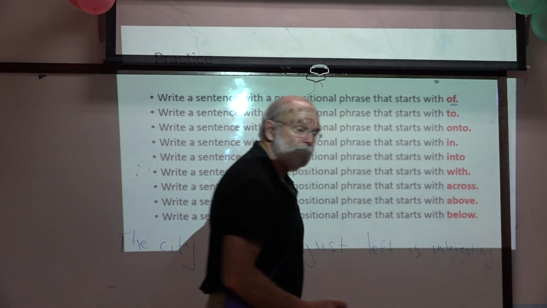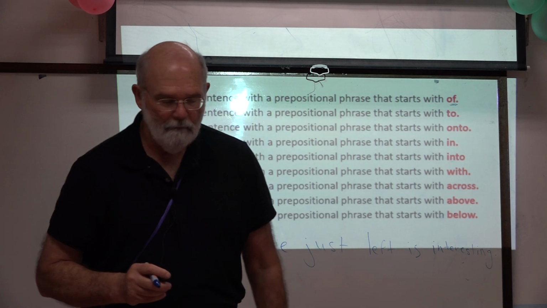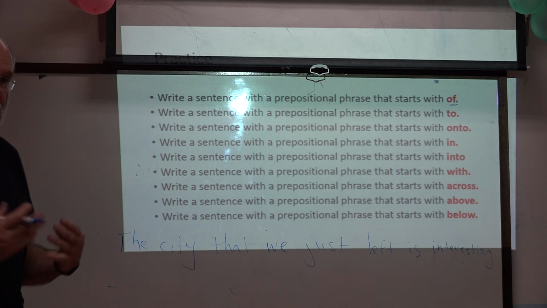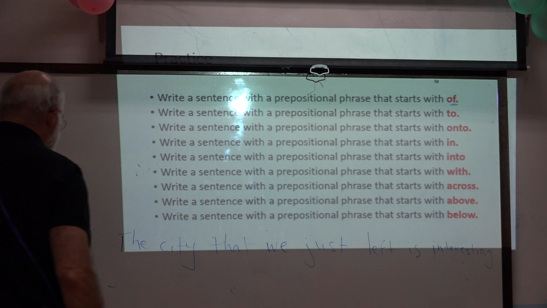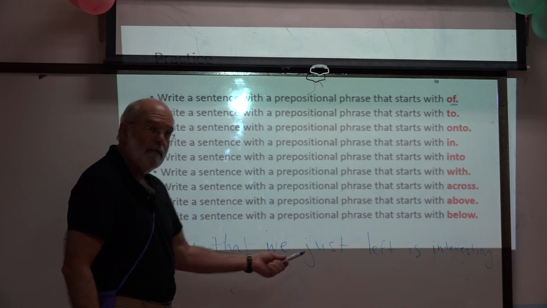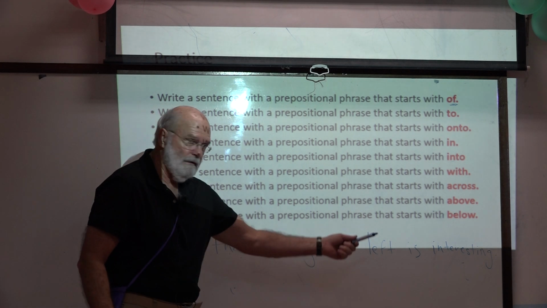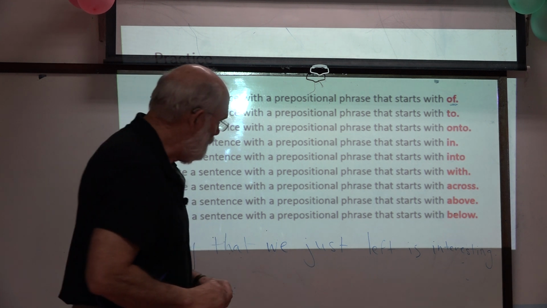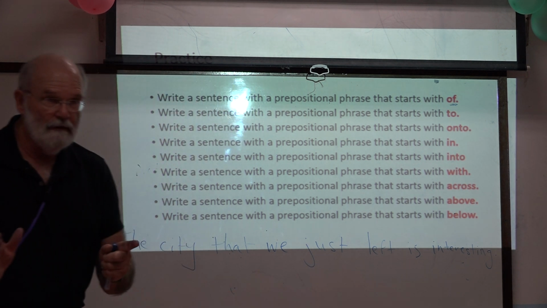Now, this is important. That's a correct sentence. It tells us that the city where we were, that we just left, is an interesting city. We saw a lot of interesting things there. So, that's a correct sentence.